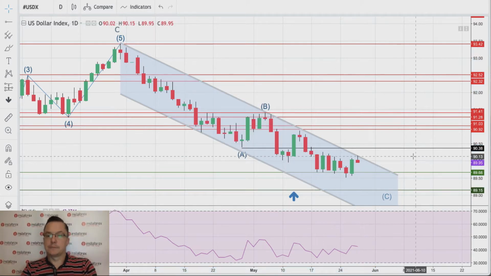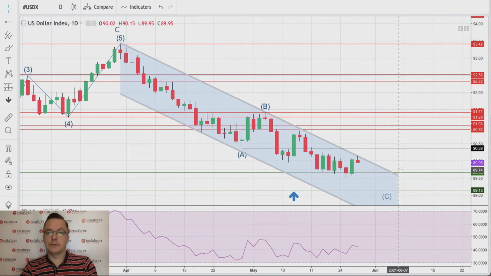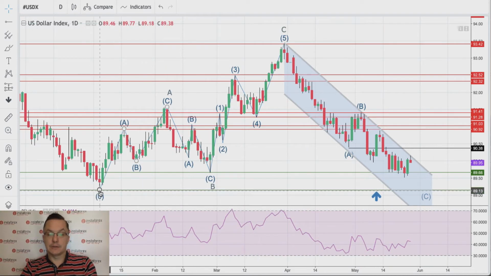We are still planning to hit the lows of 2021, which is the beginning of wave A, from the beginning of January at 89.15. So please keep an eye on this level. On the other hand, the road towards higher levels is open when the level of 90.38 is violated, and the level of 91.41, which is the high of wave B, is completely violated as well.